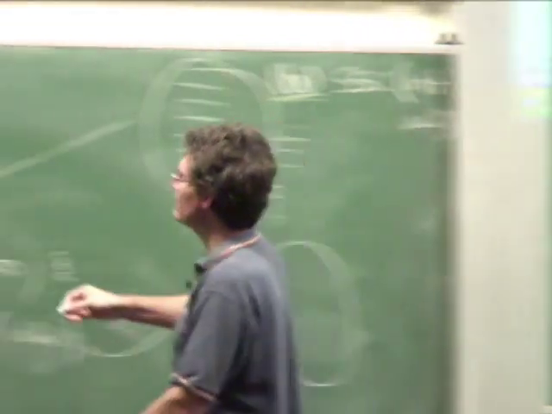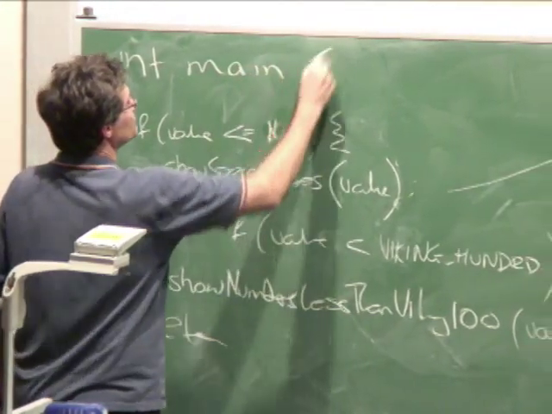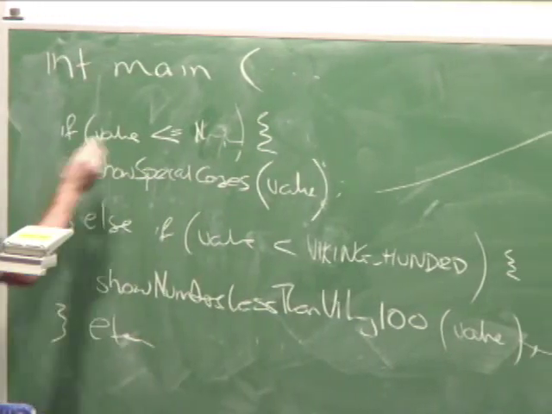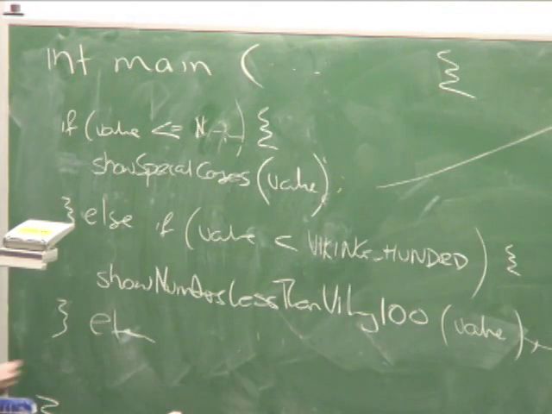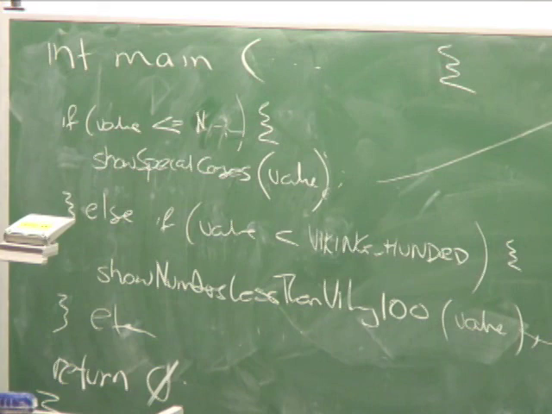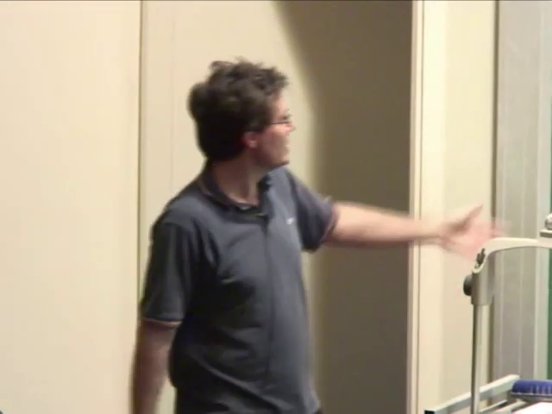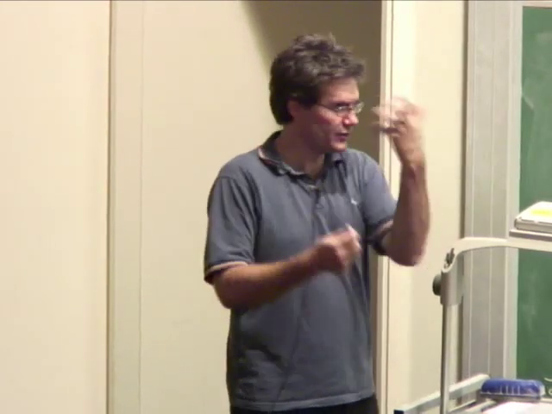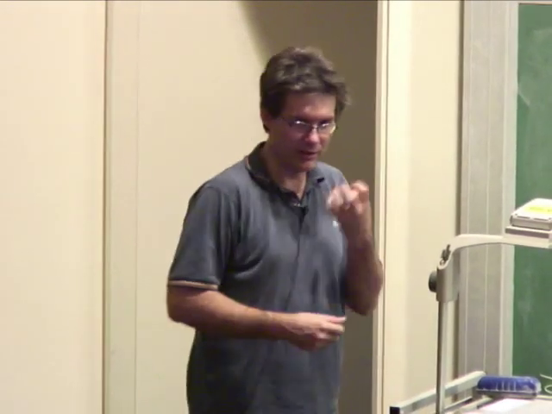And this top level function here, which is inside our main, is not going to do any printing at all. It's like the controller. It says, oh, it's a small number, you, print it out. Oh, it's a big number, you, print it out. Oh, it's an intermediate size number, you, print it out.